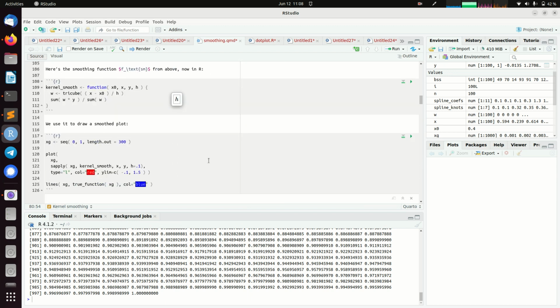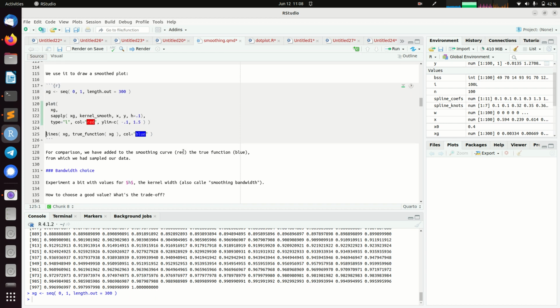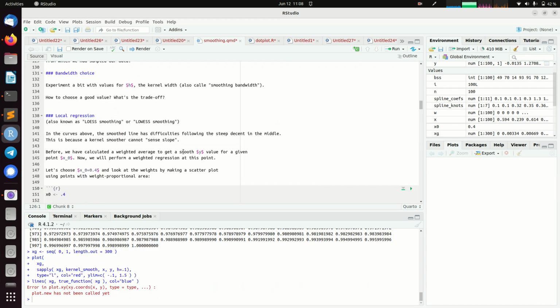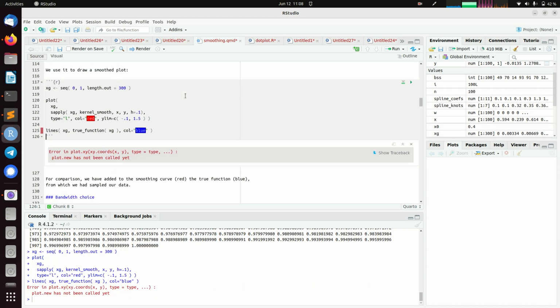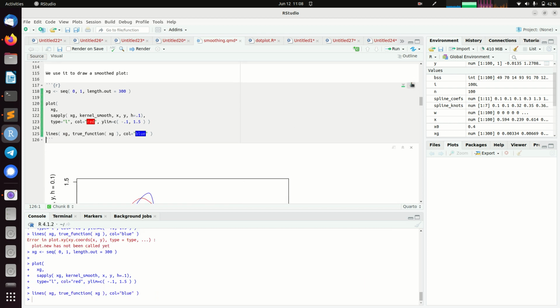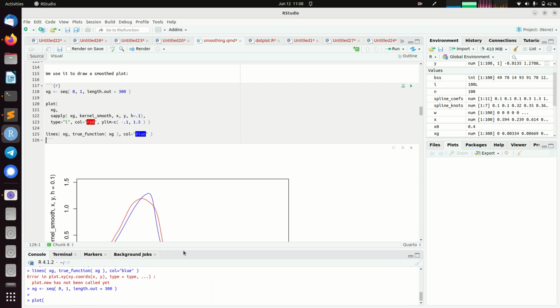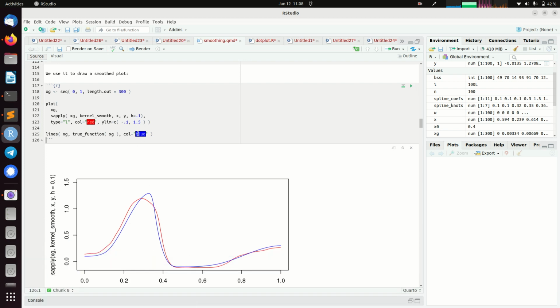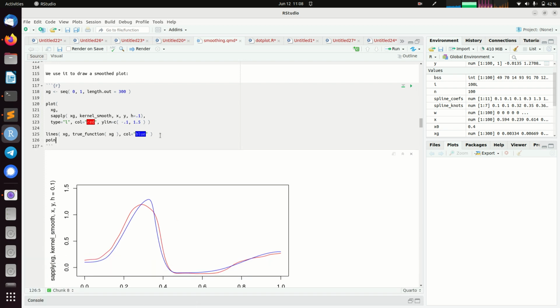Let's look at this quickly. I go here to my function. Plot, here is the plot. So here we have now this plot. I might want to add the original data points as well. Points x, y. So now you see here the original data points and the two curves.